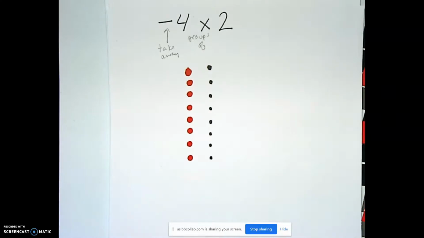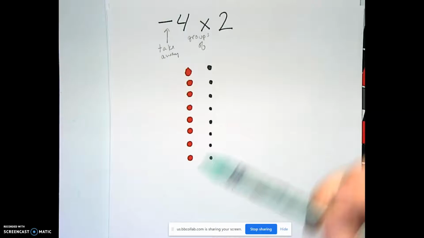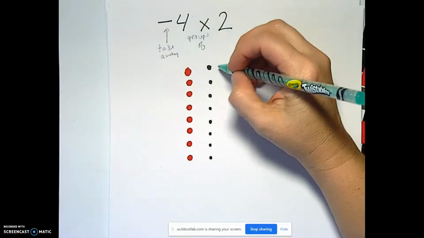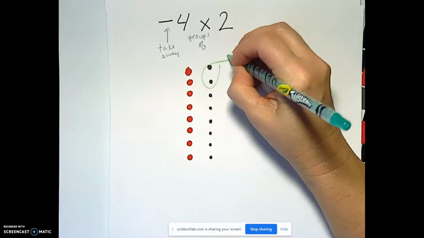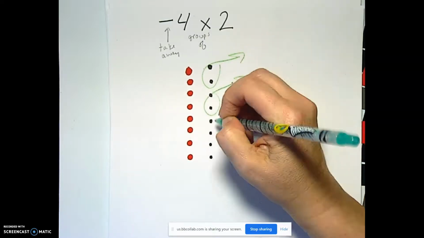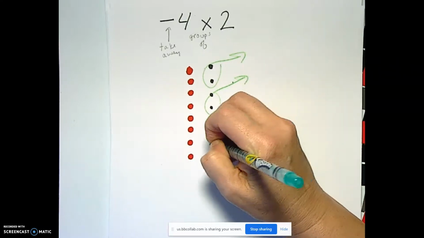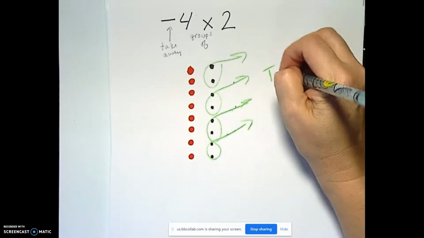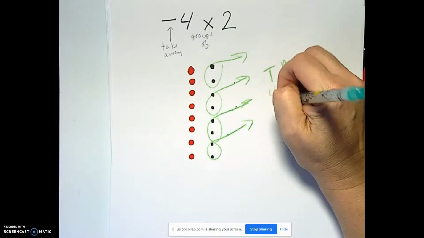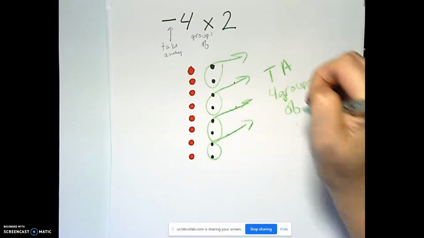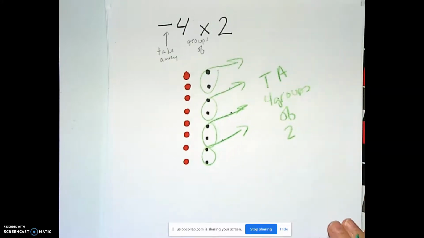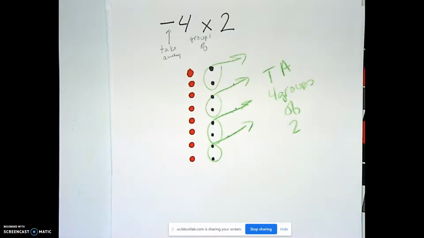Okay, so now I just did what they asked us to do as far as what the Common Core wants us to do, and then I'm going to show you how I would do this because I think this is kind of silly. Okay, so we're trying to take away 4 groups of 2. So we're taking away 1 group of 2, 2 groups of 2, 3 groups of 2, 4 groups of 2. Take away 4 groups of 2.